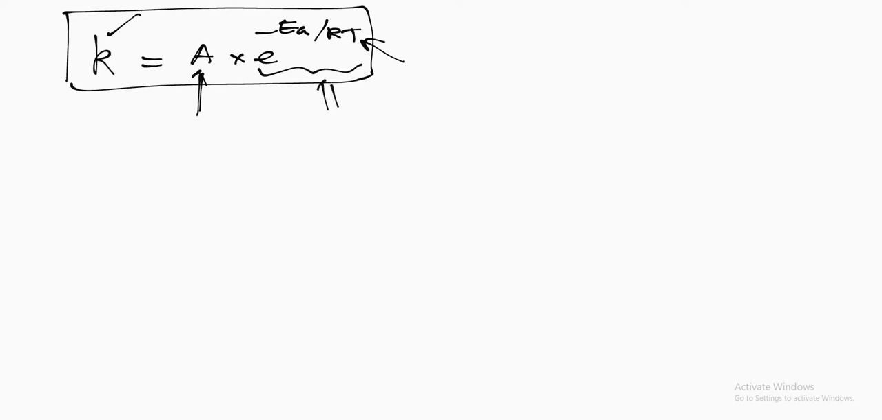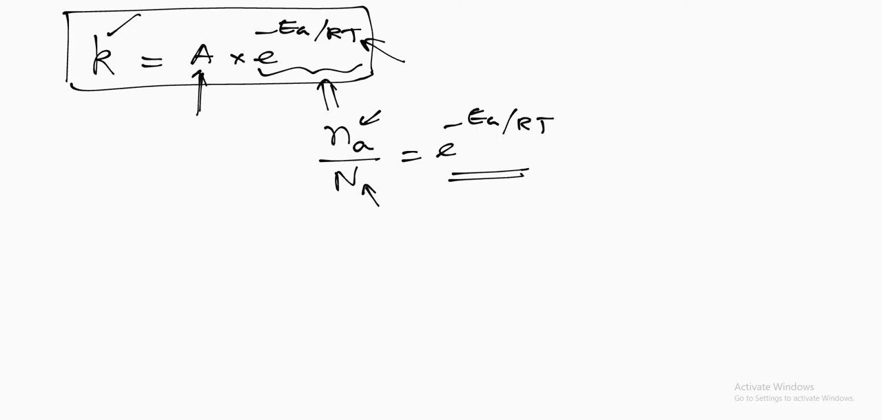Listen, students, what is the fraction of active molecules? It is the number of active molecules divided by the total number of molecules. Na is the number of active molecules, capital N is the total number of molecules, and Na by N is nothing but e power minus EA by RT. So if you want to know the fraction of active molecules in a reaction mixture, you can calculate using this formula. If you multiply it by the frequency factor, you will get the rate constant. This is what we call the Arrhenius equation. You know the meaning of activation energy now, students.